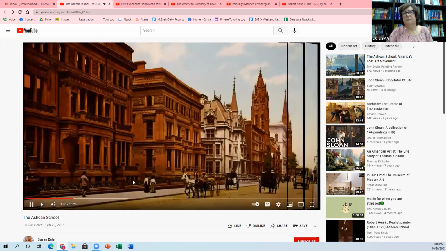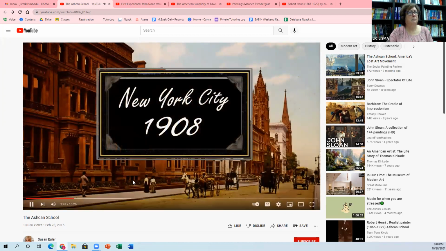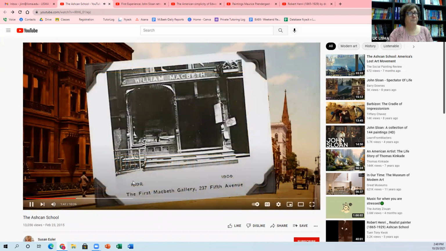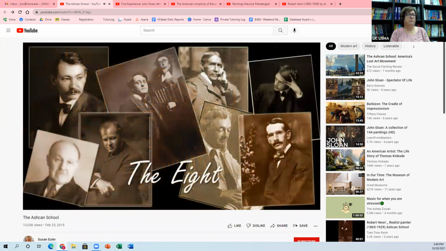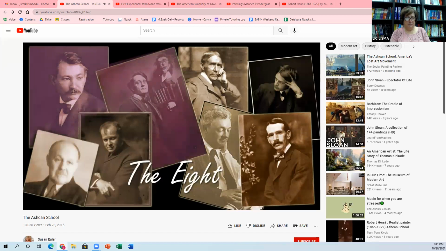The Ashcan style first gained national attention in 1908, when 8 of the painters associated with it held a group show at the Macbeth Gallery, located on Fifth Avenue in New York City. They called themselves simply the 8. Only 5 of the 8 actually painted in what can be described as an Ashcan style. These artists were Robert Henri and John Sloan, George Luks and Everett Shinn, and William Glackens.